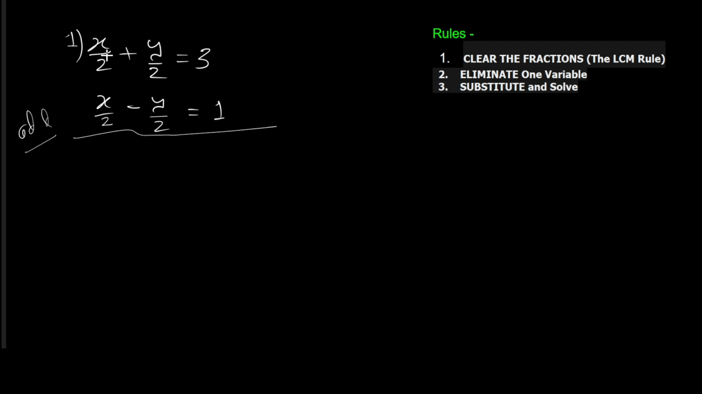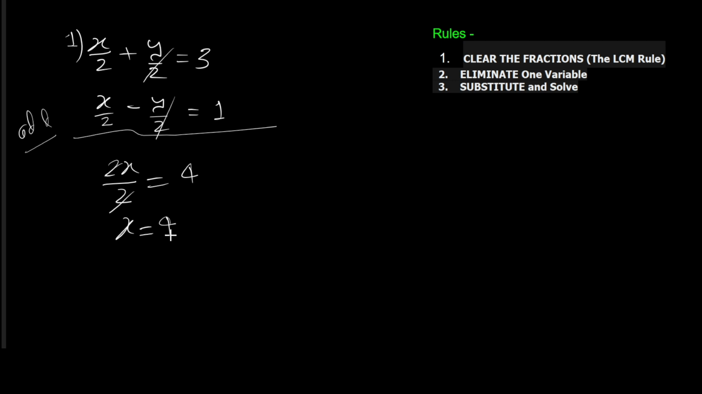So let's add them. x over 2 plus x over 2 will give us 2x over 2. And if we add y over 2 and negative y over 2, it will cancel out. Equals 3 plus 1 gives us 4. So we have 2x over 2 equals 4. This 2 and this 2 will cancel out, so it will give us x equals 4. So this is our solution.